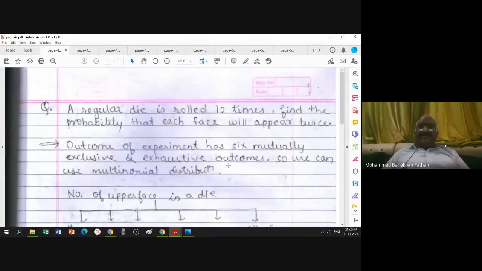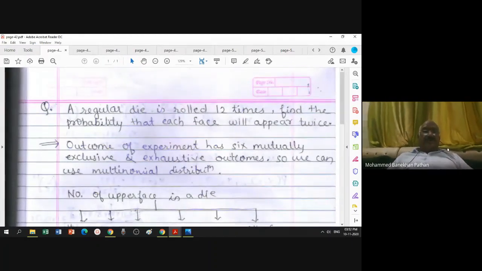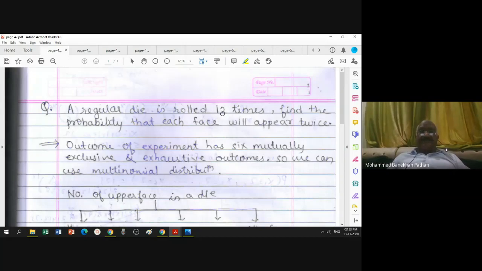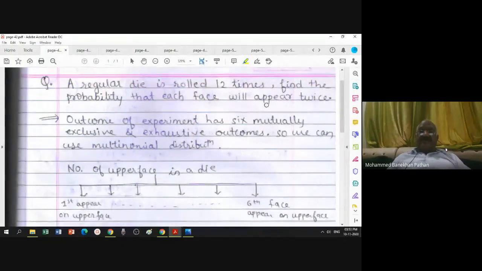This is your next example based on the experiment. A regular die is rolled 12 times. We have a dice. We know that if you throw a dice, it has 6 possible outcomes. I throw this dice 12 times. Find the probability that each face will appear twice.